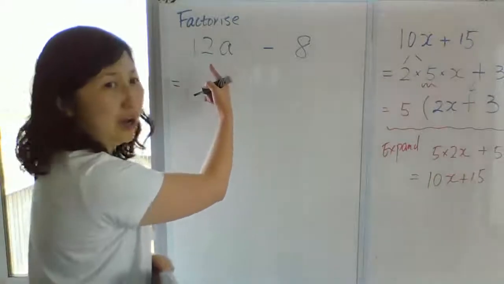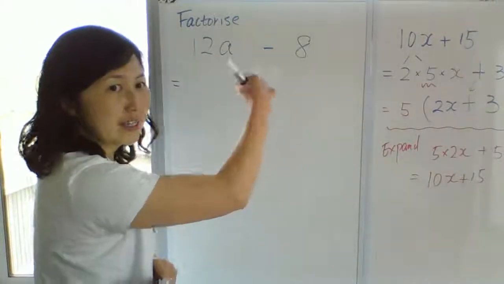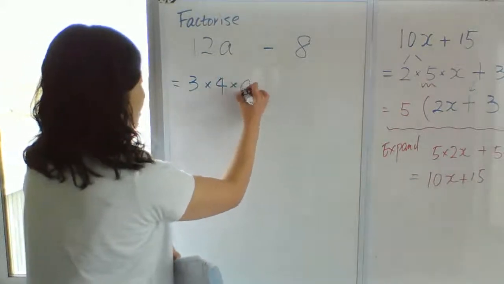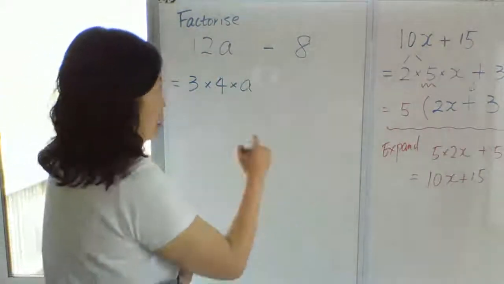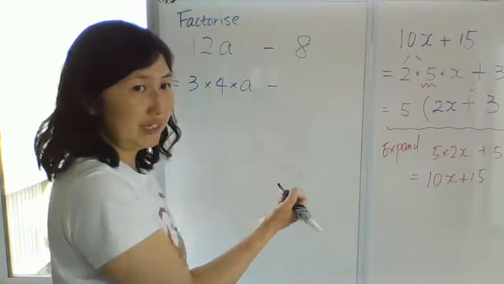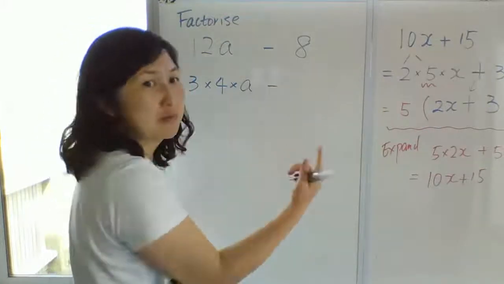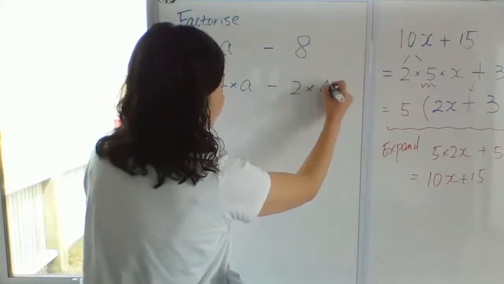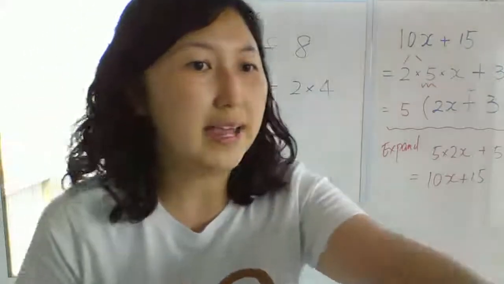So I can think of 12. 3 times 4 is 12. So I write 3 times 4 times by a. And then you write down the negative sign as it is. And I can think of 2 times 4 will give me 8. So I write 2 times 4 equal to 8.